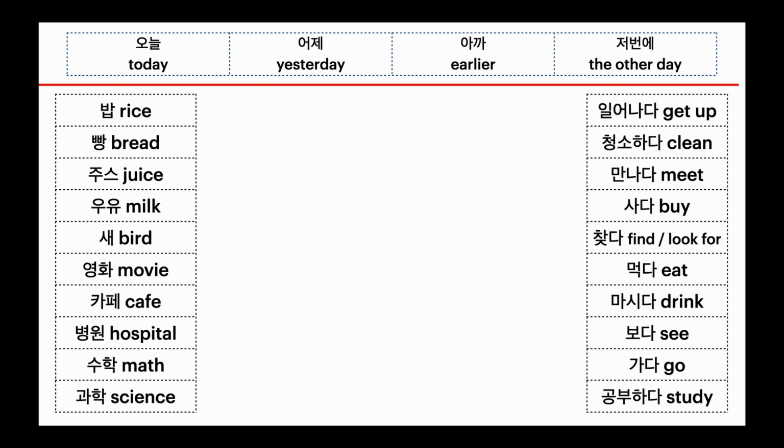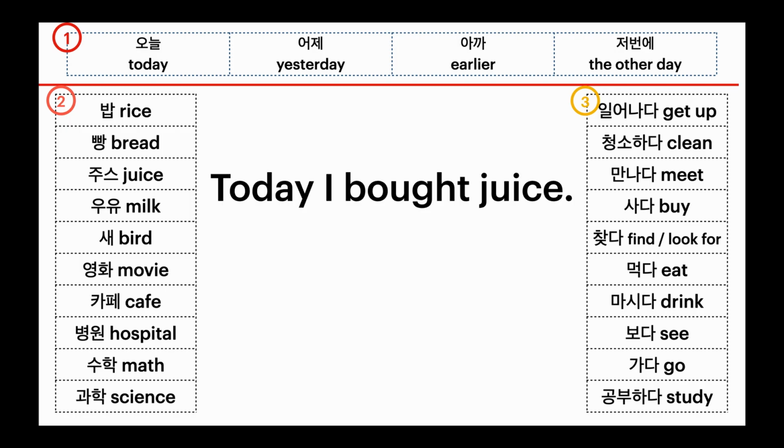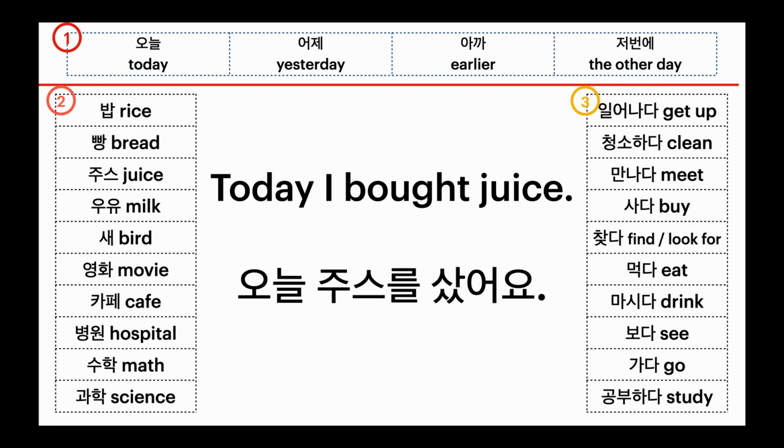Alright, and now it's time to practice everything that we have done so far. Bam! We've got our time words, our nouns, and our verbs. And the order that you will make these longer sentences is first the time adverbs, followed by the object of the sentence, and finally the verb. Let's start with today I bought juice. 오늘 주스를 샀어요.